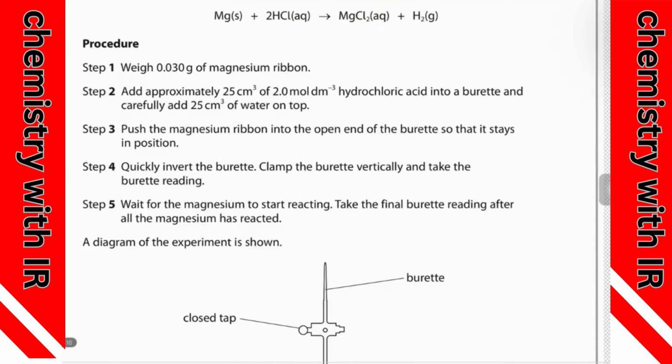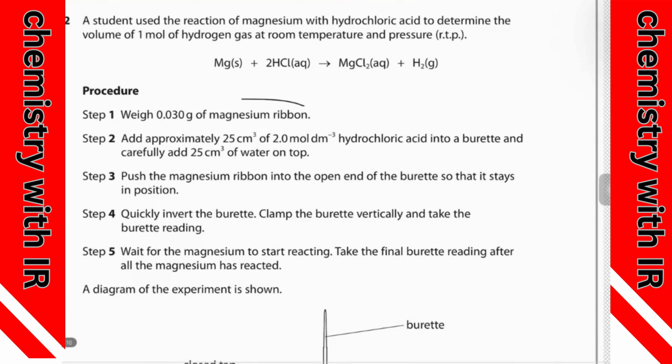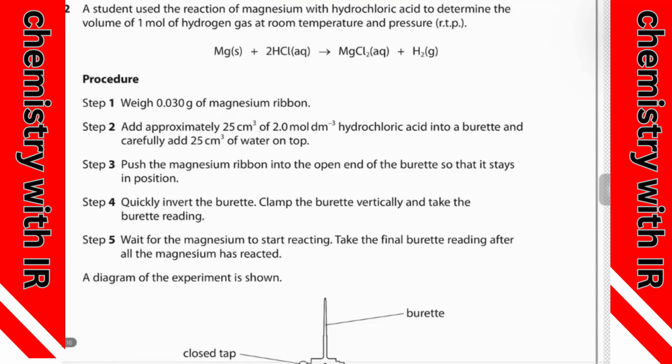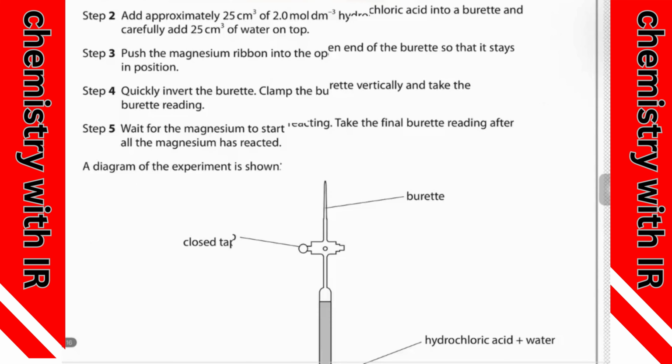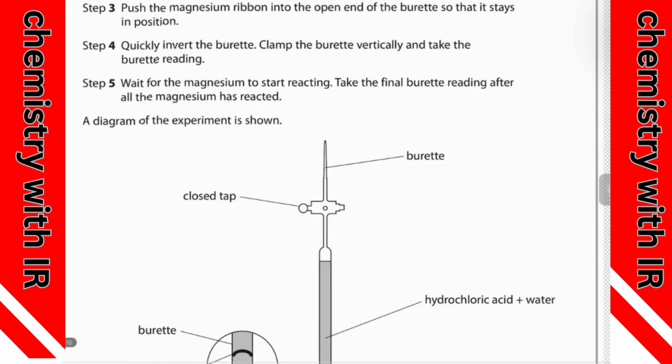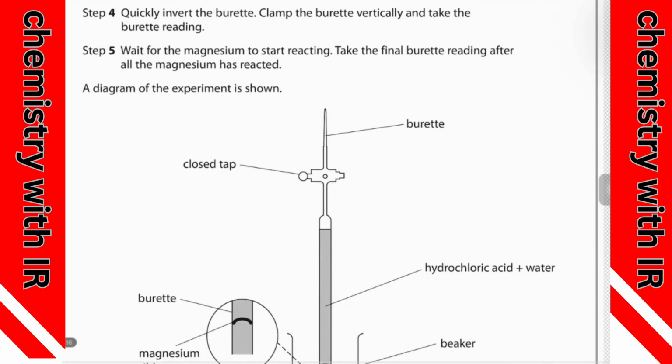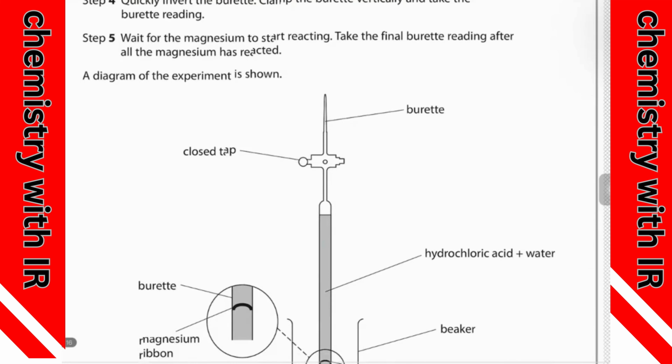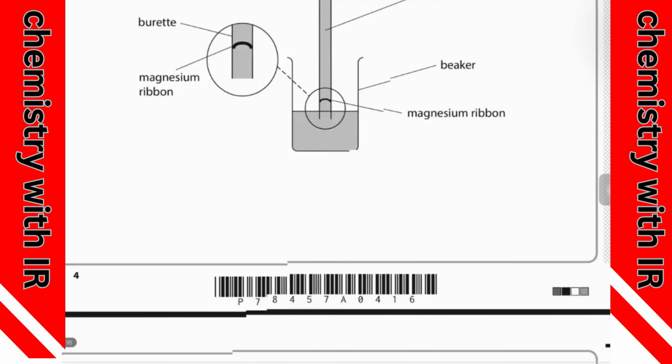So they were saying in the question, we have to weigh 0.03 gram of magnesium ribbon and approximately 25 cm cube of 2 mole per dm cube of hydrochloric acid into the burette and carefully add 25 cm cube of water on top. Push the magnesium ribbon into the open end of the burette so that it stays in position. Okay, just like that. Quickly invert the burette, clamp the burette vertically and take the burette reading. Wait for the magnesium to start reacting. Take the final burette reading after all the magnesium has reacted.